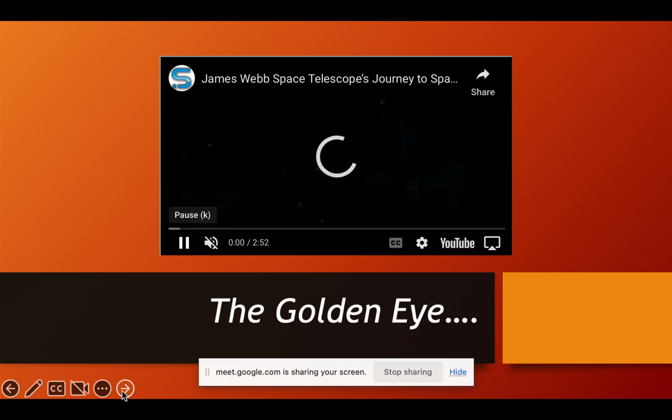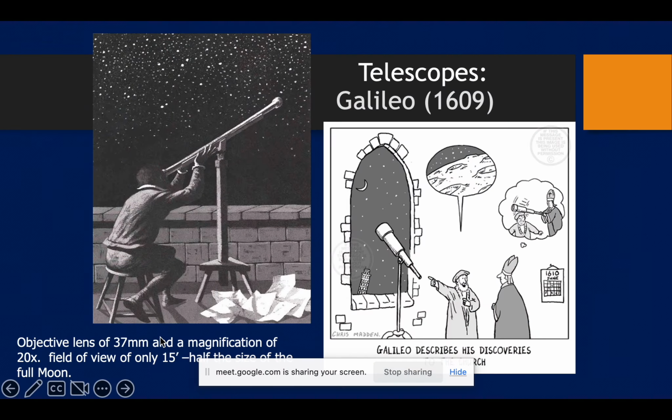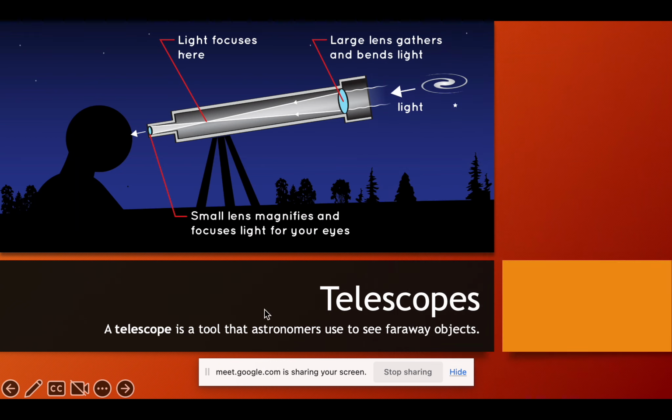Okay, now we'll talk more in detail about it, but let's first talk about what a telescope is. A telescope, like I said, is a very simple thing. It's a tool that astronomers use to see faraway objects. So what do you basically have? You have a large lens.